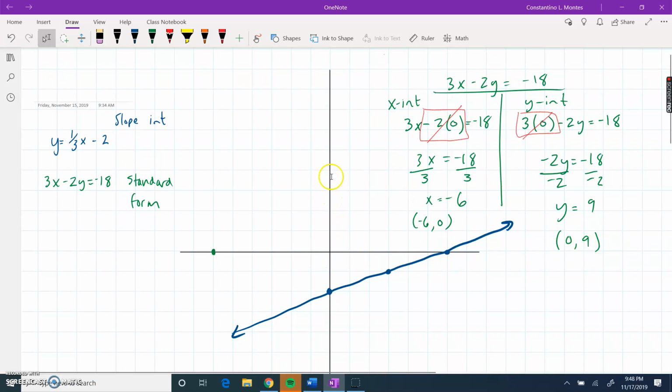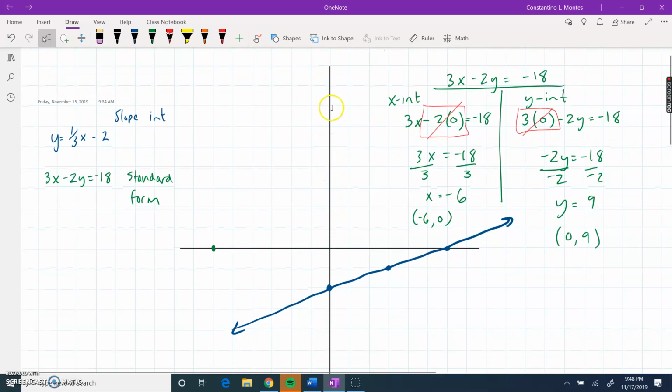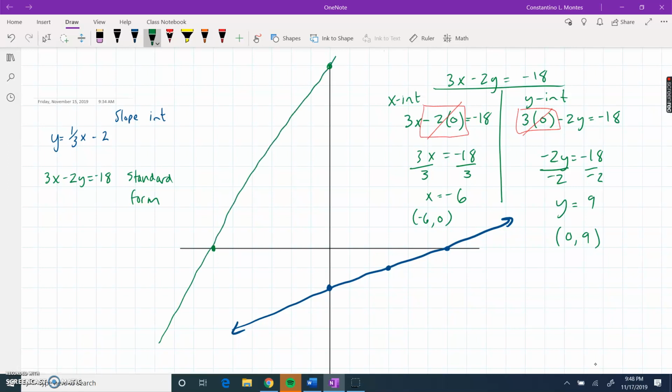1, 2, 3, 4, 5, 6, 7, 8, 9. I hope I counted right. Which again, 1, 2, 3, 4, 5, 6, 7, 8, 9. Good. Now that I have my 2 points, that's all I needed. And now I just draw my line through those 2 points. And that represents the graph of this equation right here.